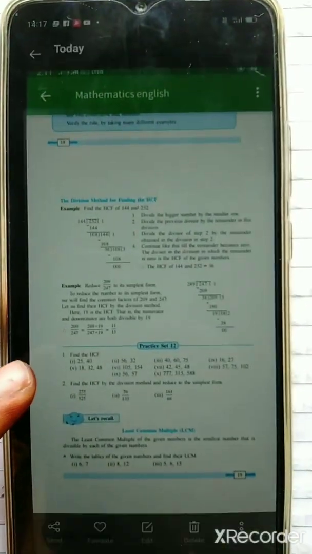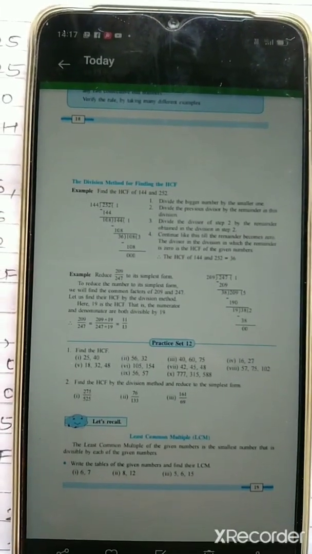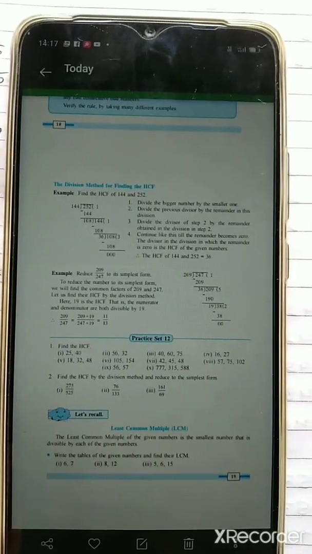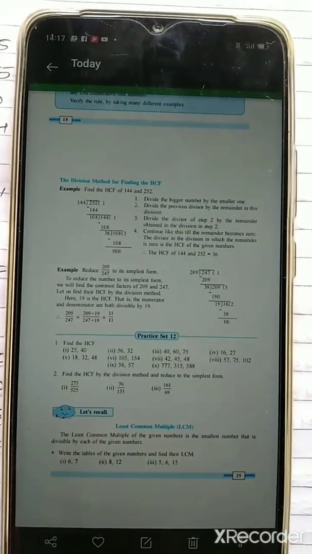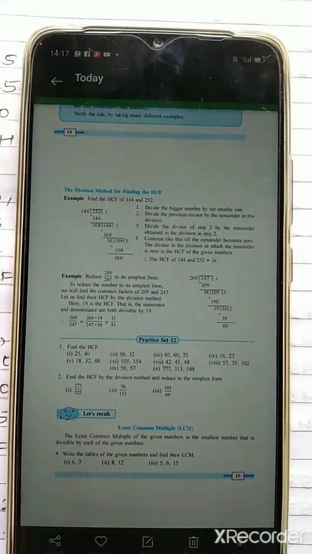Good day, students. In our last lecture, we did the revision part, and in the lecture before that, we started with the second chapter, that is your HCF and LCM. In that chapter, we have completed up to practice set 11. Today, we will start with practice set number 12, that is finding HCF.